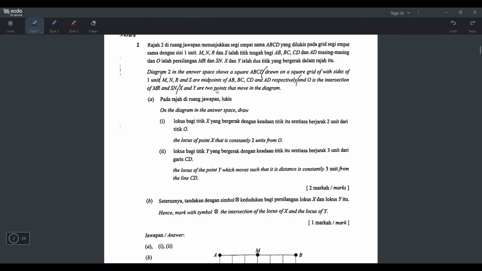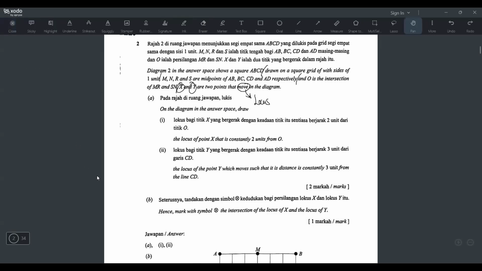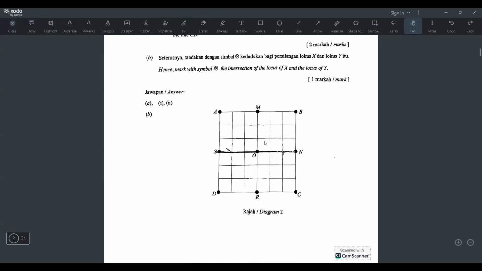And then they say X and Y are 2 points that move in the diagram. Okay, this one is a keyword. When you see the word move, it means this is a locus. Locus is a moving point. So if you look at your diagram, you can't see X and Y because X and Y are the locus that you need to draw. It's the moving point that you need to draw, right?